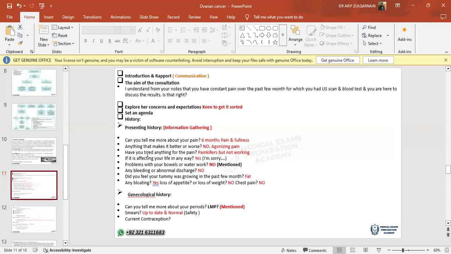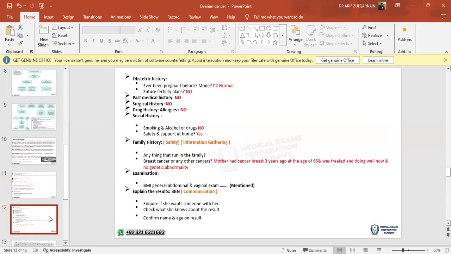Then you will take the gynecological history. Can you tell me more about your period? When was your last menstrual period? Is she up to date with her smears? Is she using any contraception? Okay, has she ever been pregnant before? What are her future fertility plans? Then you will take the past medical history, surgical history, drug history, social history.